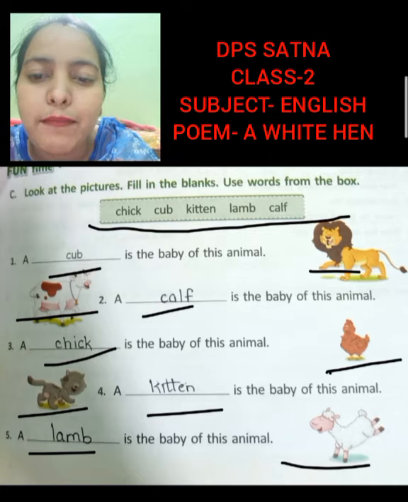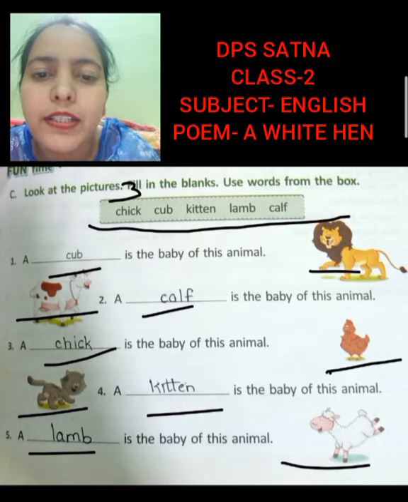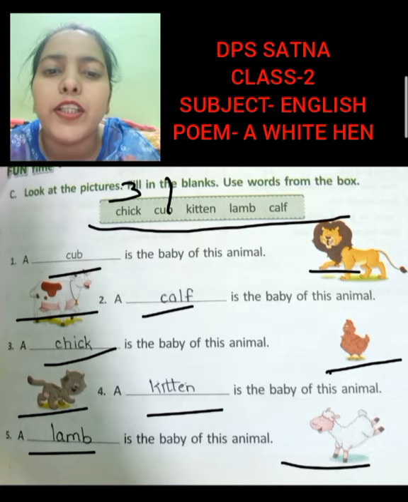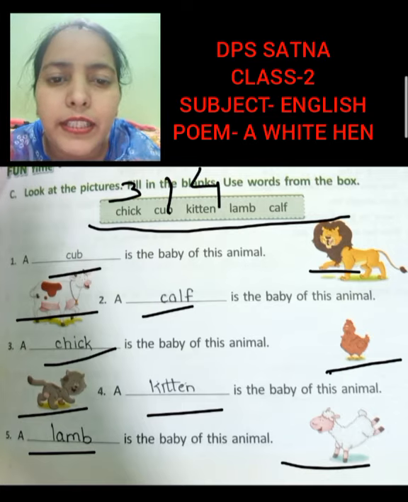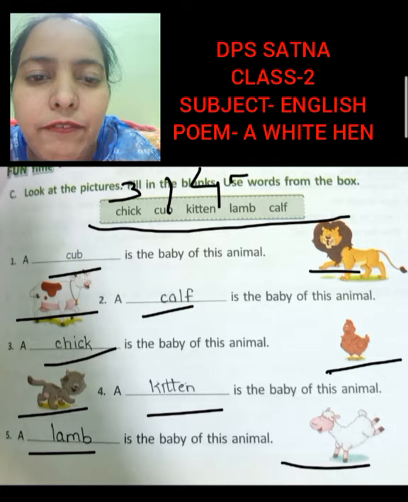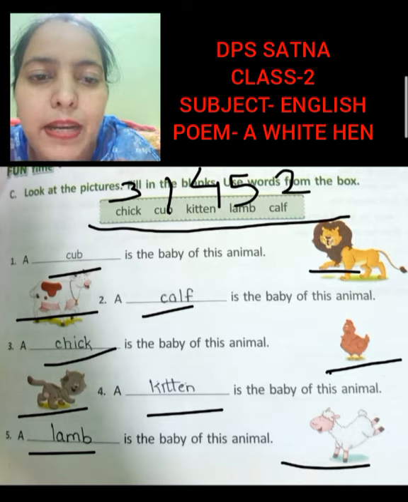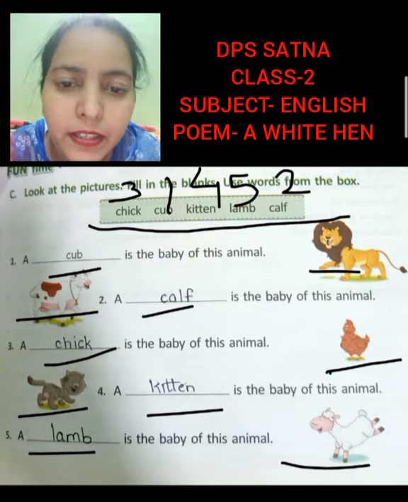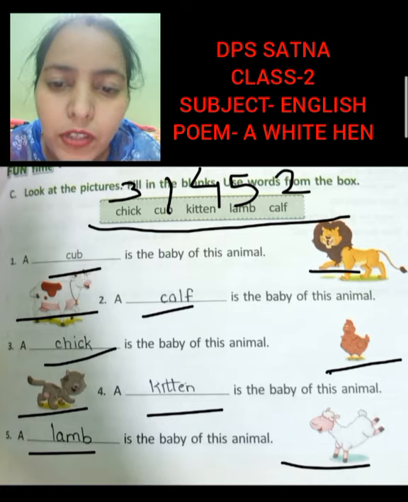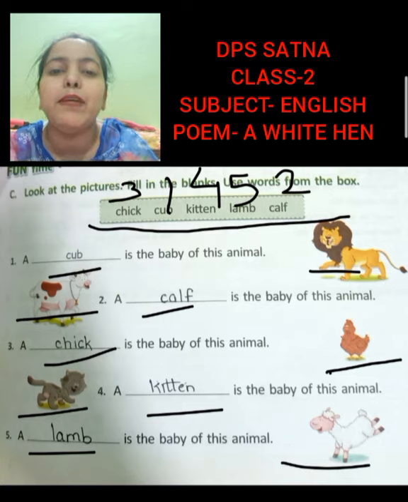W-A-S-H-E-D, washed. Now, the second word I have selected dress. So, I am going to add ed on it. So, it will be dressed. D-R-E-S-S-E-D, dressed. Now, the third word which I had selected, that is brush. And I am going to add ed on it. So, it will be brushed. B-R-U-S-H-E-D, brushed. Now the fourth word I have selected, that is tie. The first line, can you see this? Now add ed on it. T-I-E-D, tied. Okay. So you all had done this.